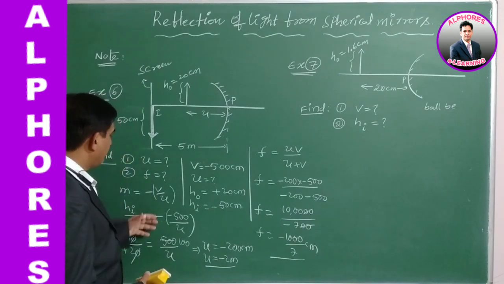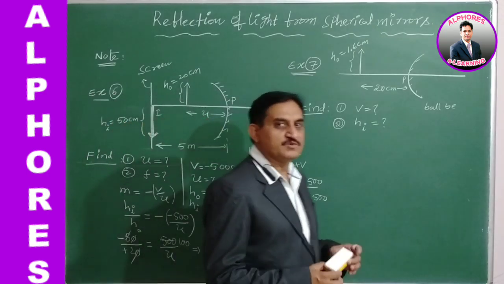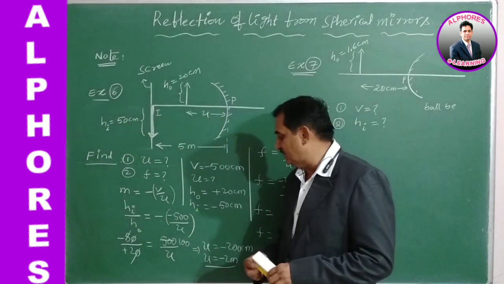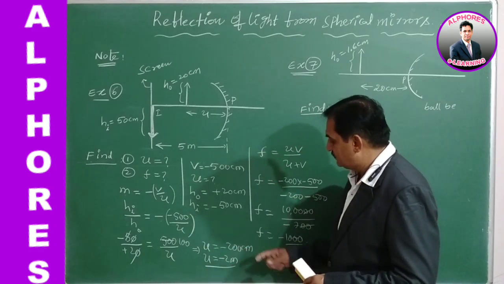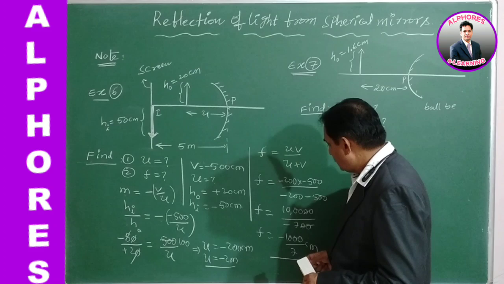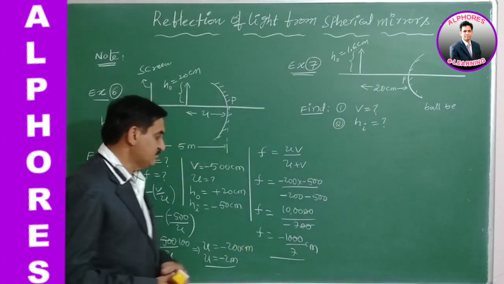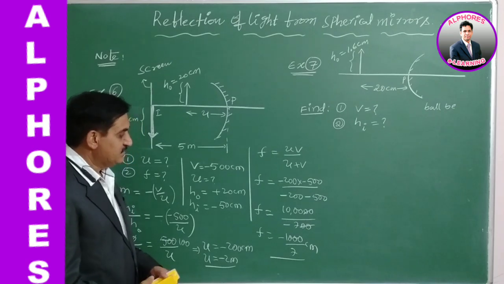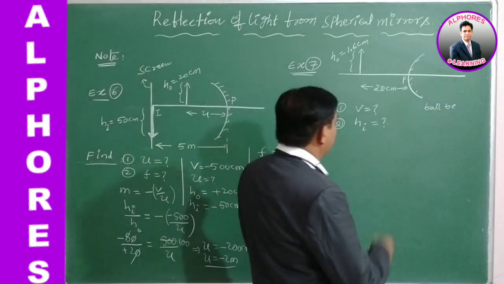So this is the problem. Whatever questions were asked, their corresponding values are calculated. The object distance is obtained, that is 200 centimeters, and the corresponding focal length is calculated, which is minus 1000 by 7 centimeters. Okay, next, let us go for another problem.